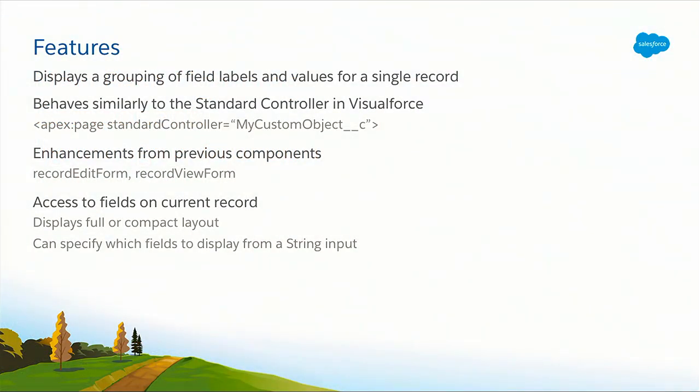Well, in general, it basically displays a group of fields for a single record. So I have one record, and I want to display a group of fields. So I can use my Lightning Record Form on one record, and I can pick what fields I want to display to the screen, and I can either just view them on the screen or I can edit those fields.